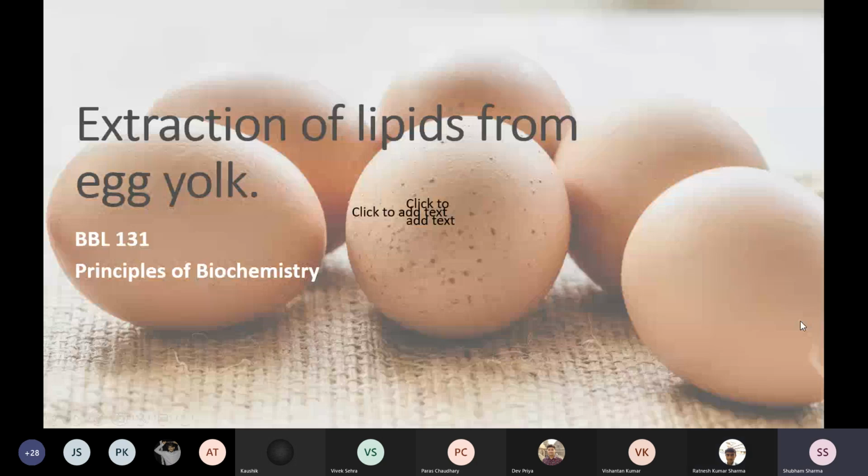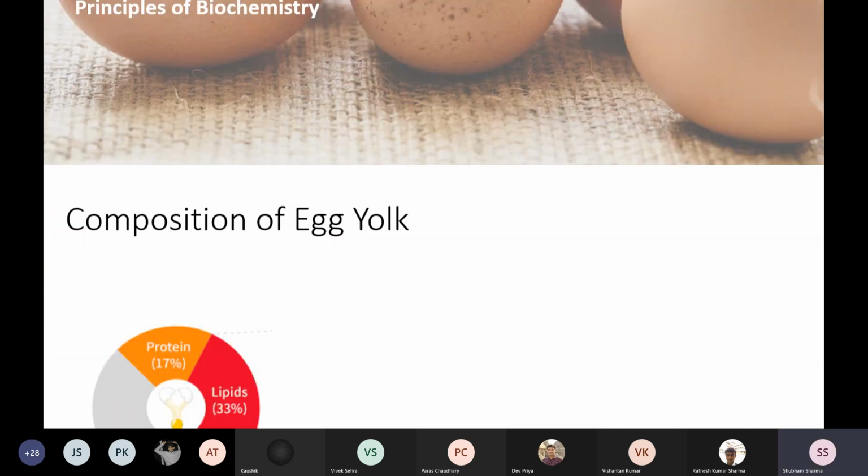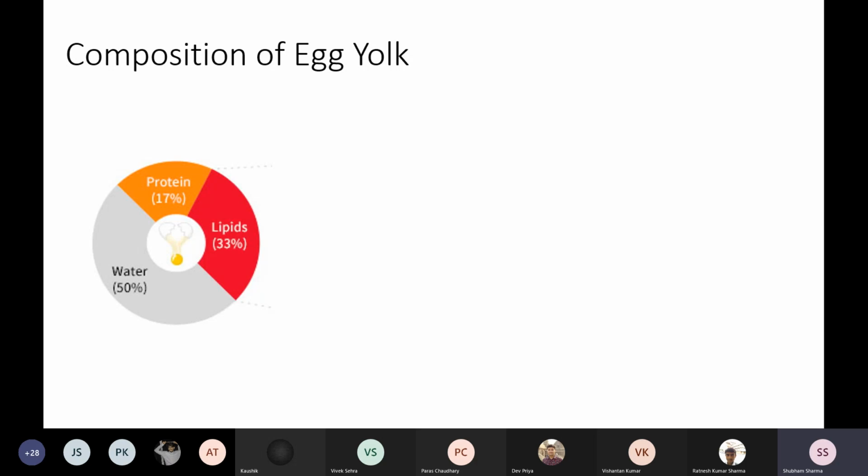Yes, ma'am. Okay. So today in this practical class, we will cover extraction of lipids from the egg yolk. I think all of you have seen an egg and the majority of you have eaten it also. So the egg basically consists of two parts. One is the whiter part and the other is the yellow or the egg yolk part.